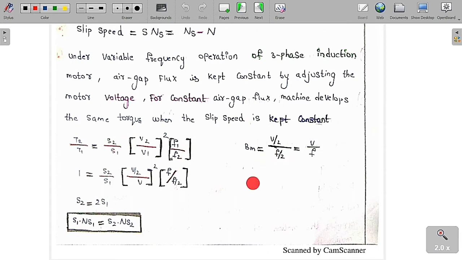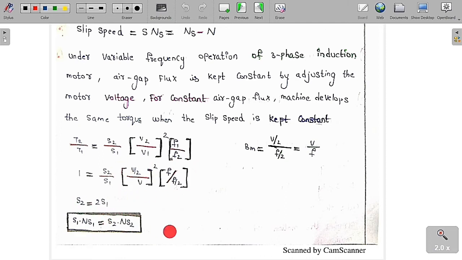I have already told you in the stable region torque is directly proportional to S V square by R2 into F. So here R2 we are going to neglect, only S V square by F we are going to take. So T2 by T1 is equal to S2 by S1 into V2 by V1 whole square into F1 by F2. As V1 is equal to V and F1 is equal to F, V2 is equal to V1 by 2 and F2 is equal to F1 by 2. So if you solve this one, we are going to get S2 is equal to 2 into S1.